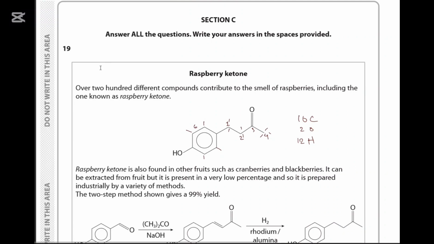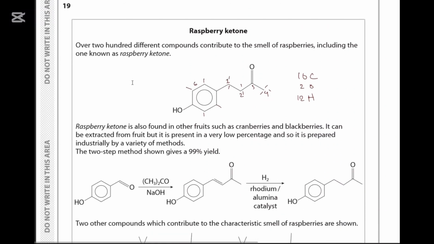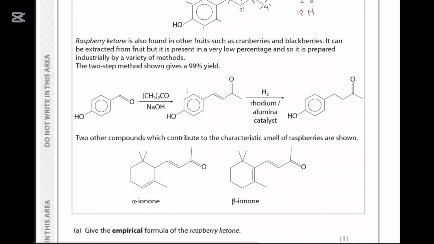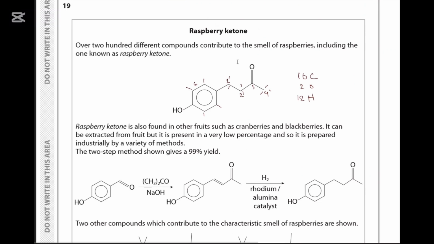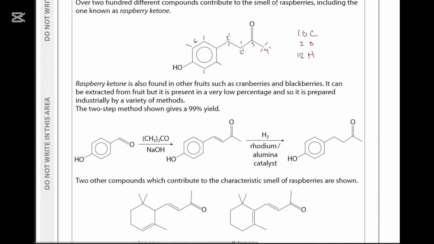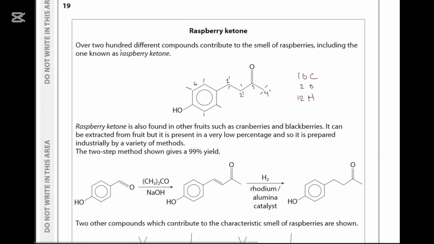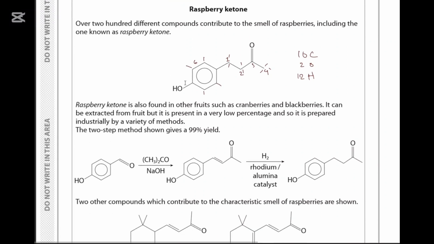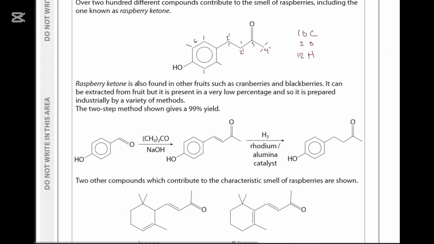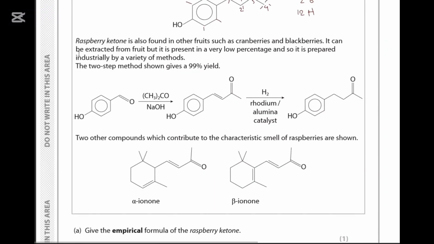Okay, if we move on to question number 19. This is about the raspberry ketone. Over 200 different compounds contribute to the smell of raspberries, including the one known as raspberry ketone. This is the displayed formula. Raspberry ketone is also found in other fruits, such as cranberries.